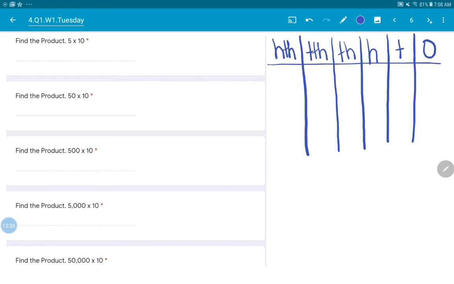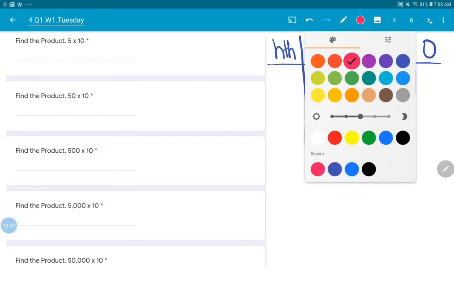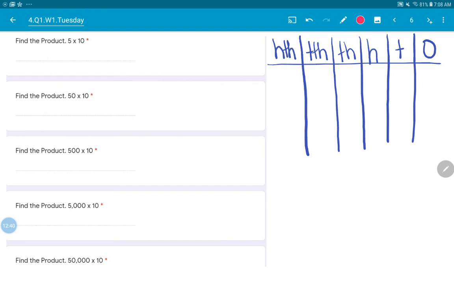So the first one, I'm going to change colors here. On the first question, I have find the product of 5 times 10. So I have 5 ones. I'm just going to write the digit 5 in the ones place. And it's getting 10 times bigger. So we discovered last week that when we make a number 10 times bigger, we move it over to the left on the place value chart to the next largest place value. So 5 ones times 10 becomes 5 tens, and the value of 5 tens is 50.